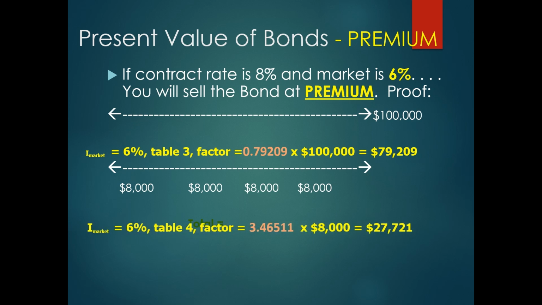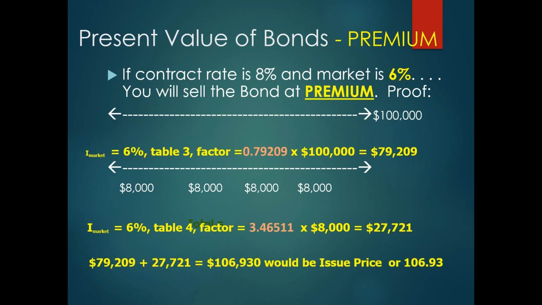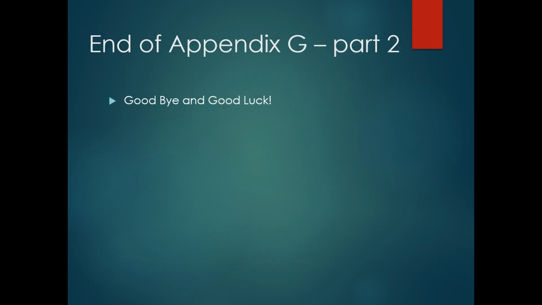We look up the factor for 6% on table 4, and we get 27,721. And now we have our premium selling price, 106,930. So our issue price is 106.93, more than face value. All right, that concludes how we calculate the selling price of bonds.